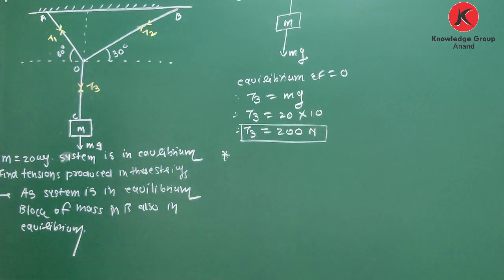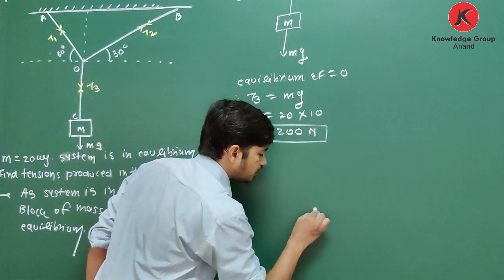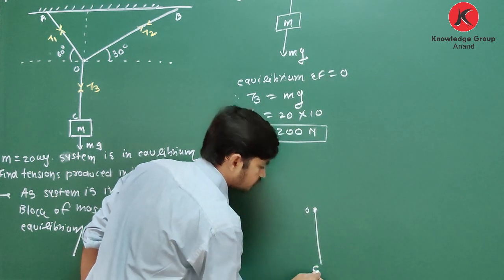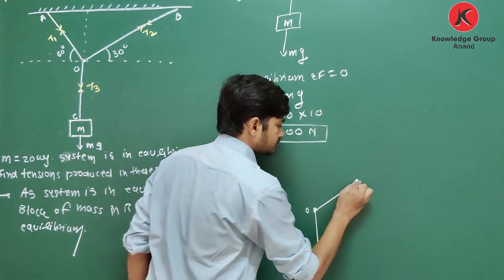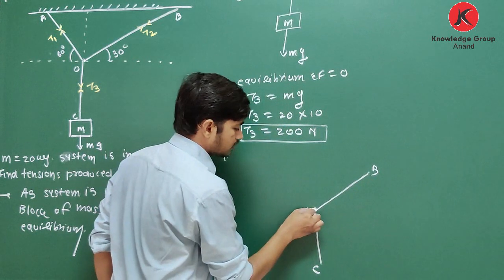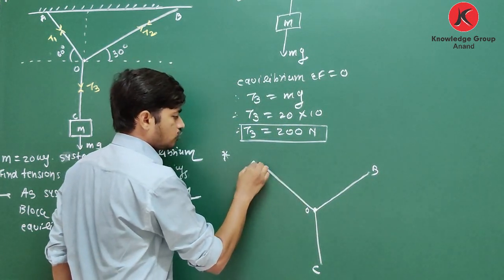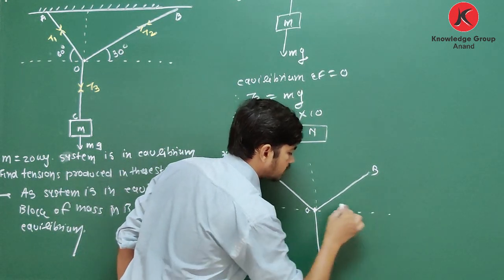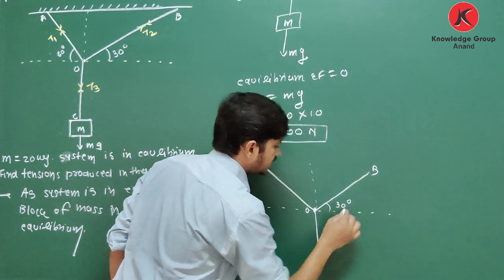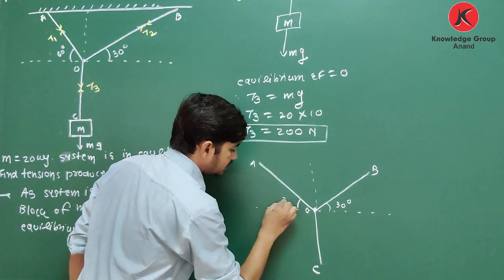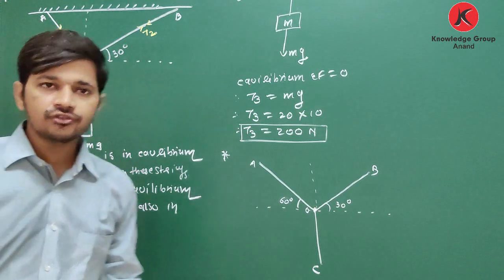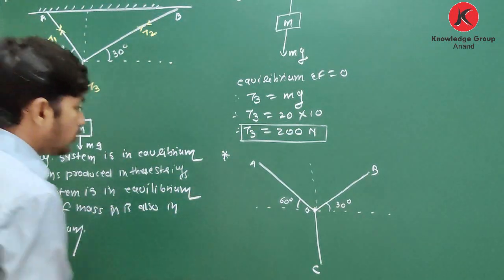How to find these two forces? See, again I will draw this point O. Here it is OC, here it is OB, and here it is OA. These two angles are given like this: it is 30 degree, and it is 60 degree. Clear about this?